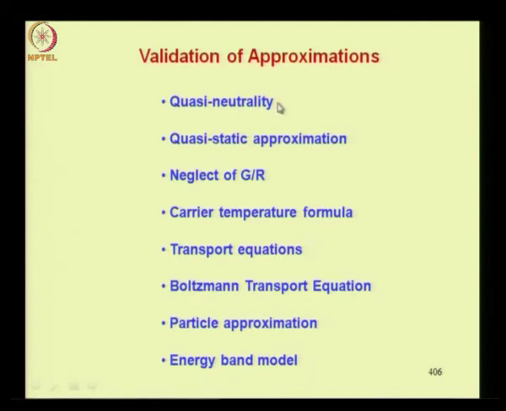Now, specifically we showed that in many situations quasi neutrality holds in regions which have high mobile carrier concentration, and for many time varying situations quasi static approximation can be made, and in many VLSI devices the device size is so small compared to the diffusion length that we can neglect generation and recombination. Similarly, we showed the carrier temperature formula derived under steady state and uniform conditions in the device is also valid for many practically non-uniform and high frequency conditions.